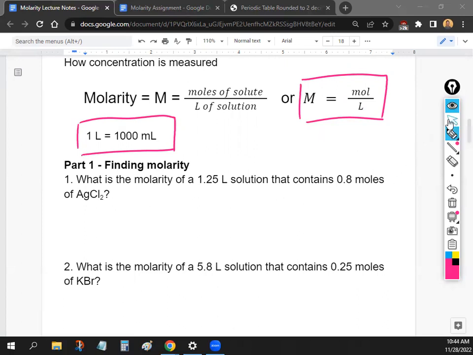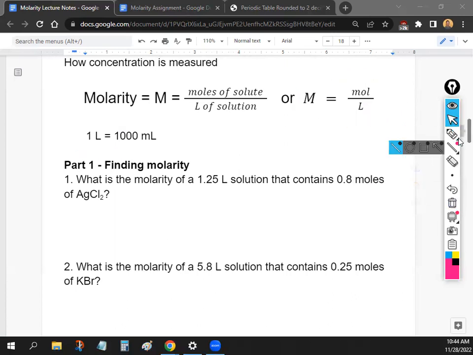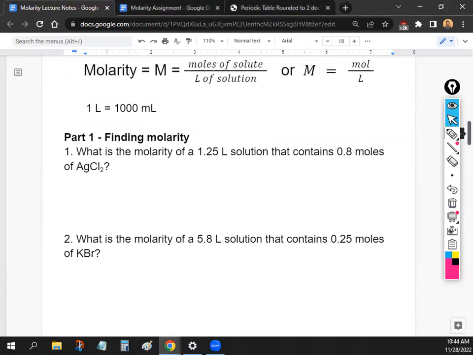Alrighty, guys. Let's try number 1, and I'll show you how to do that one, and I'll have you guys try number 2 on your own. I'll leave these formulas up here for you. In number 1, it's asking us: what is the molarity of a 1.25 liter solution that contains 0.8 moles of AgCl2? In this problem, we first need to figure out what we're looking for. The question is asking what is the molarity.